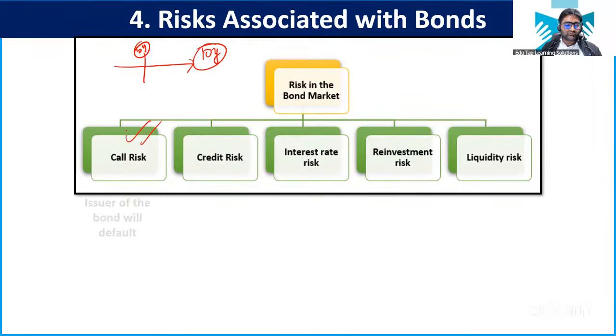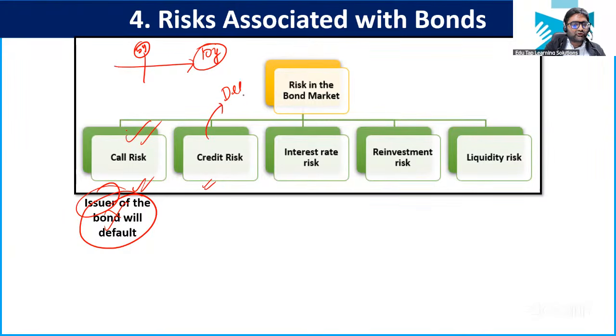Do you understand what is call risk? Call risk is the issuer getting the option of actually calling that bond back. Then credit risk is that the issuer actually defaults on that particular bond. Credit risk means what? Default. This is also called default risk at times.